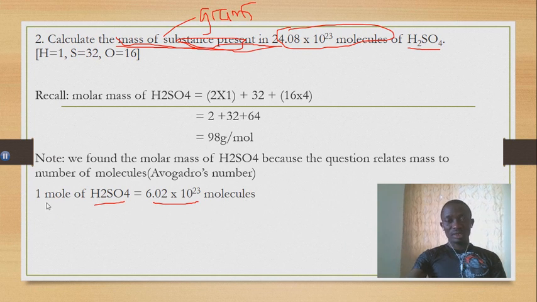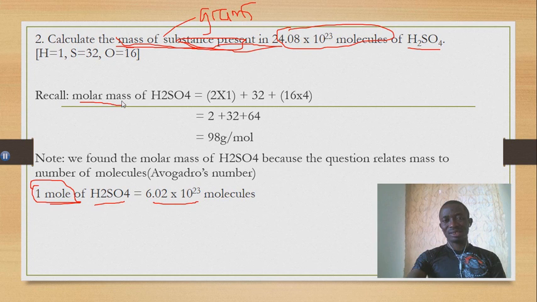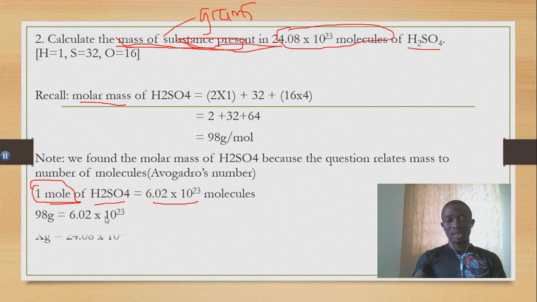So I have this. But since the question is talking about mass, I can't work with mole. So I need to change my 1 mole to mass. Now, what is 1 mole of H2SO4? That is exactly what we mean by molar mass. So the mass of 1 mole is 98 grams. So I just change this whole statement to 98 grams of H2SO4 contain 6.02 times 10 to the power 23 molecules.